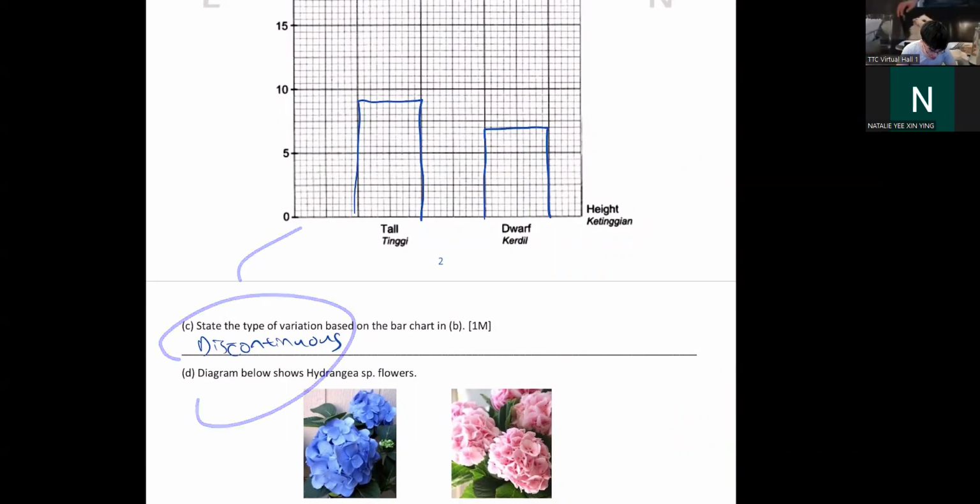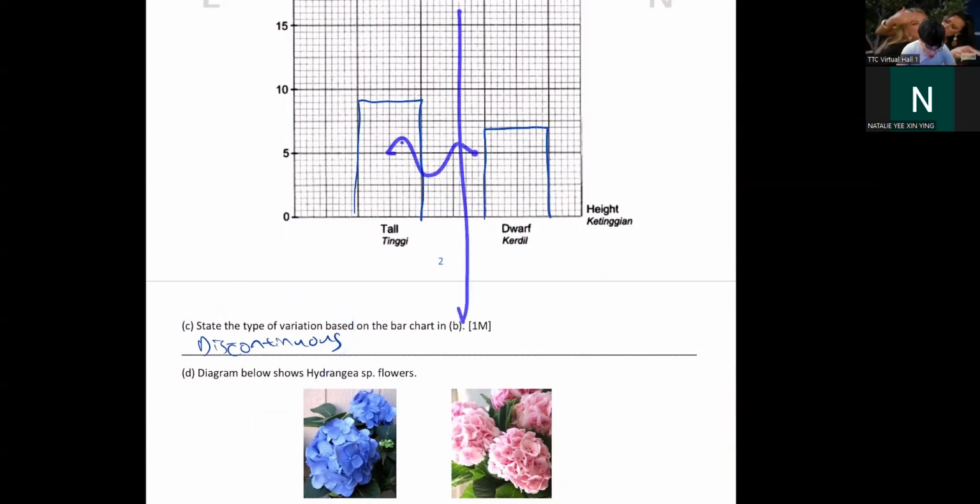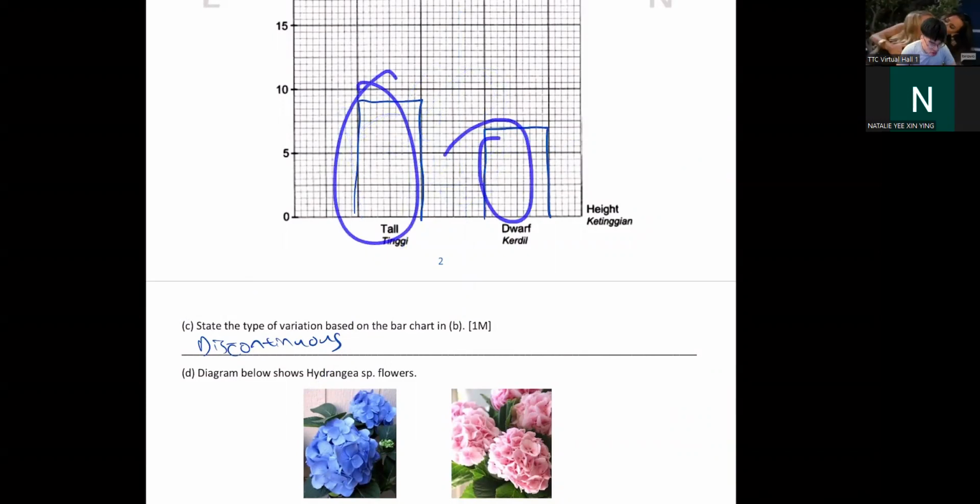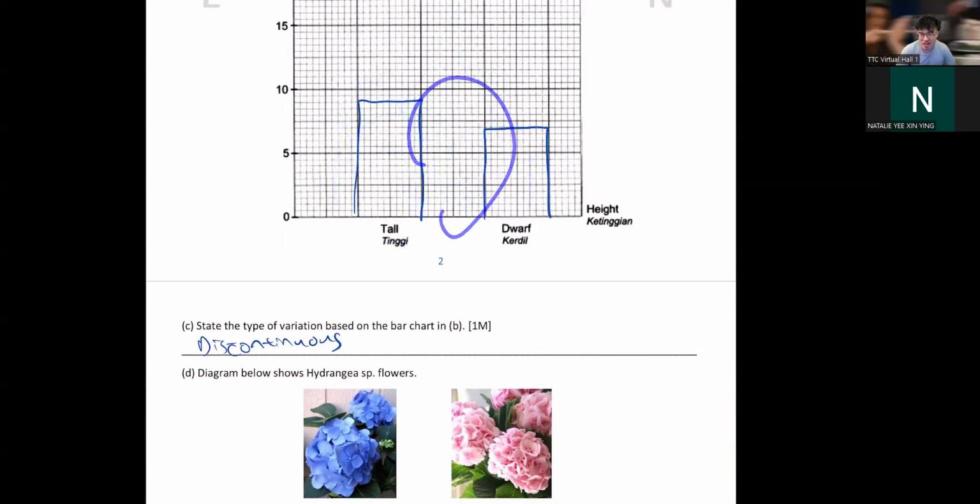Discontinuous, as the name says, is discontinued. There's no continuation. There's no intermediate value. Either you are tall or you are short. There's no half tall, half short. Same goes for blood group. You have A, B, AB, O. There's no half O, half A. So this is discontinuous. Whereas continuous is when you have a chart, a bell curve. I'll go into that later.